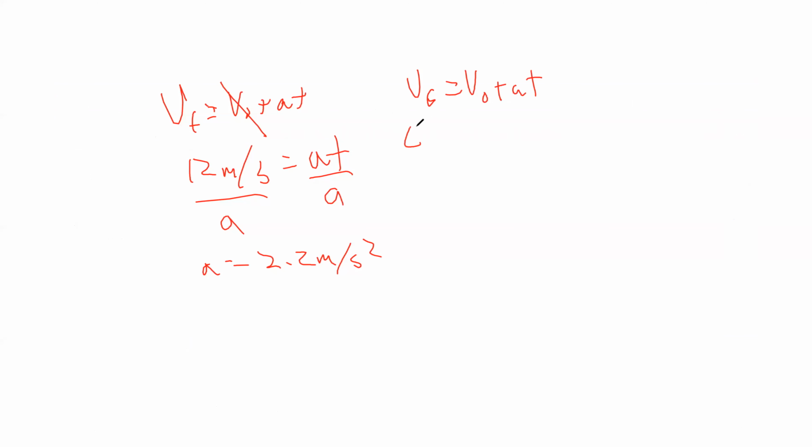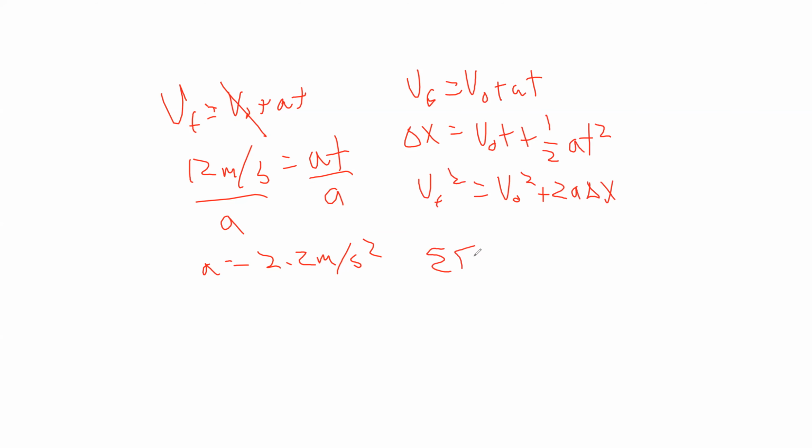And we also know delta x equals v naught t plus 1/2 a t squared. And we also know that vf squared equals v naught squared plus 2a delta x. And in dynamics, we know that F equals ma. The net force is equal to ma.